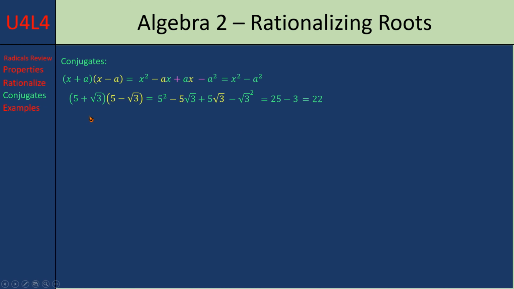It's kind of like an algebraic trick that we did. Okay, and so these guys are called conjugates, right? Because one is plus, one is minus, and they're the same numbers. Okay, they're conjugates. So in general, I have a plus radical b and a minus radical b. These are conjugates, and the nice thing about them is when you multiply them, you get rational numbers. See, 22 is rational. You don't have a radical in there anymore.